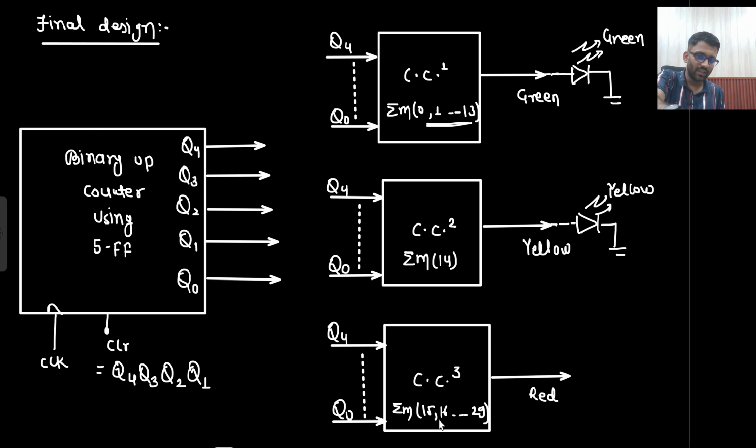And for minterm 15 to 29, which light will be lit? Red light will be lit. So in that manner we will go. Okay, so this is my final design. And here how many flip-flops are we using? 5 flip-flops. So what did they ask?